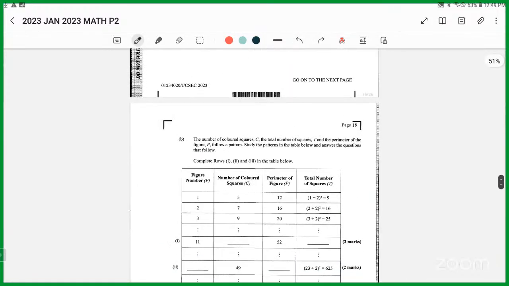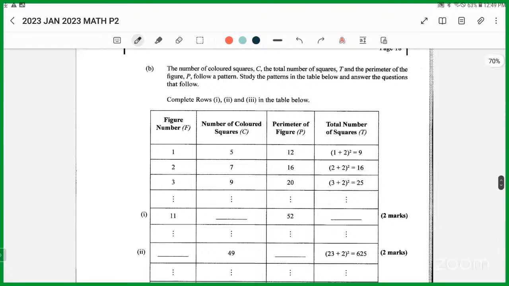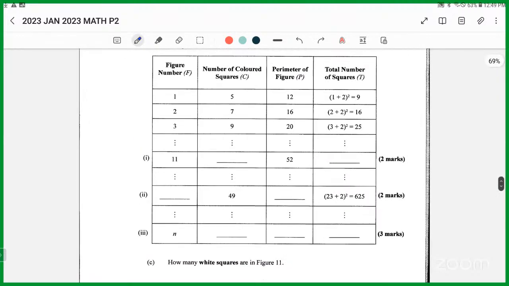All right, the next question says the number of colored squares C, the total number of squares T, and the perimeter P of the figure follow a pattern. So do the pattern and answer the questions that follow. Let's look if there's a pattern in the formula. This one is going up by 2, plus 2, plus 2. So 2n is part of the formula in this column. 2n. The first figure is 5.